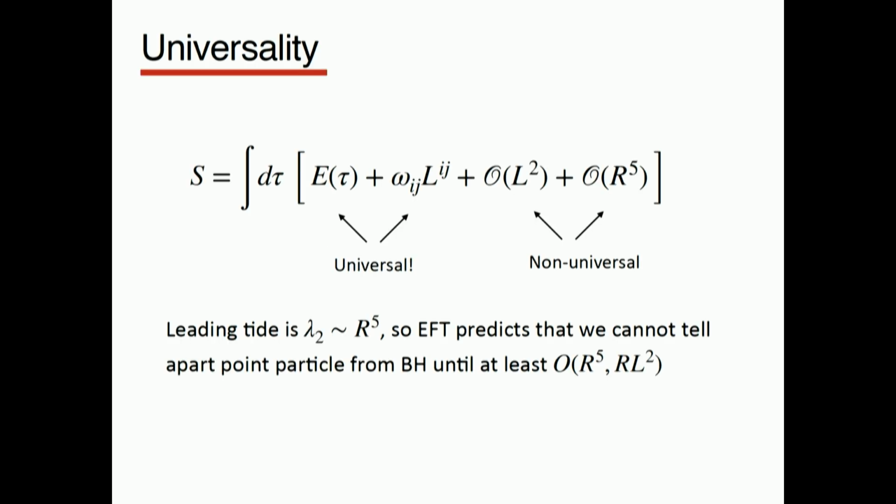So the first thing is that there's some degree of universality. The leading two couplings are the coupling to the energy and to the angular momentum. Okay? There's no dynamical dipole in gravity. There's only this coupling to the angular velocity. So these are universal. Okay?